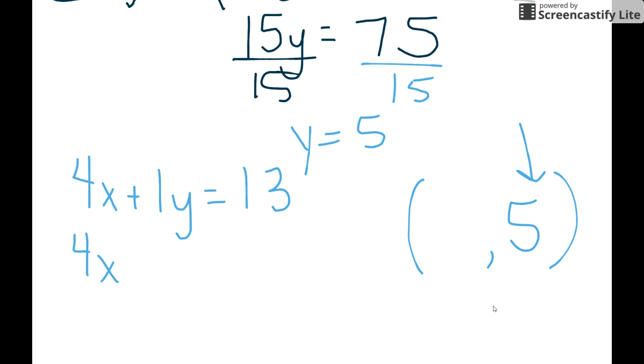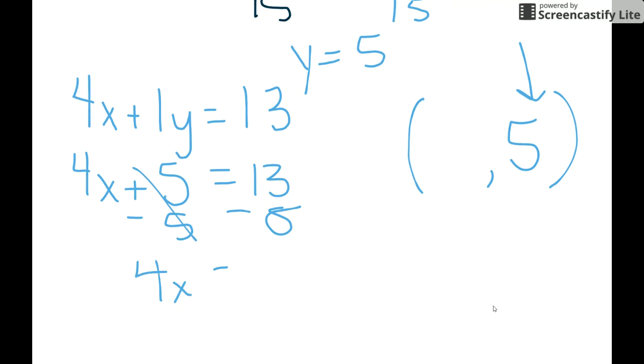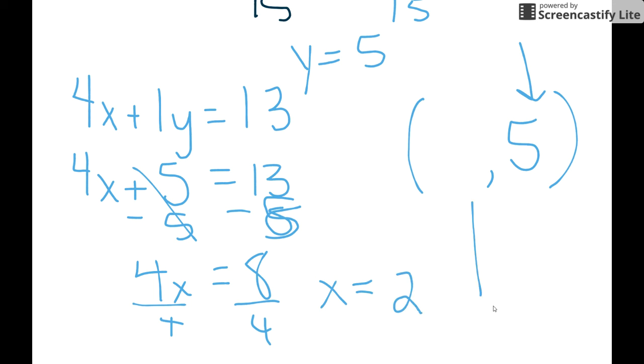So 4x plus 1 times 5 is 5 equals 13, minus 5 minus 5. You get 4x equals, that's 13 minus 5, equals 8. Divide by 4, x equals 2. So in the x spot, it's going to be a 2. So 2, 5 would be your solution.